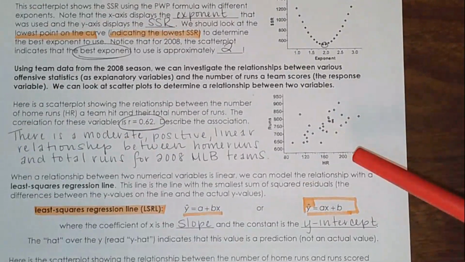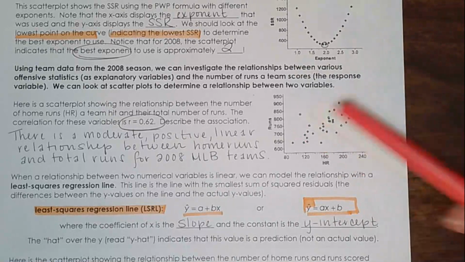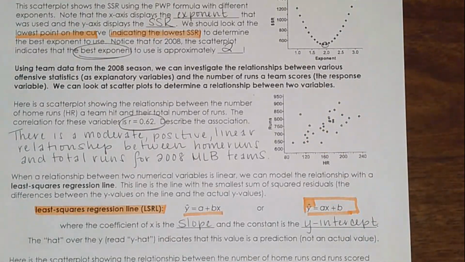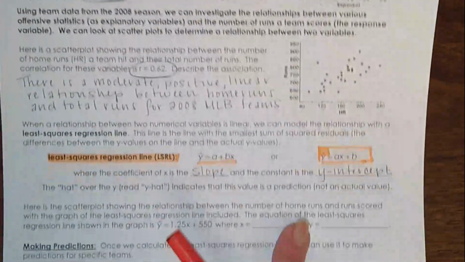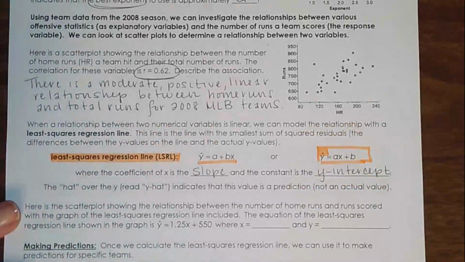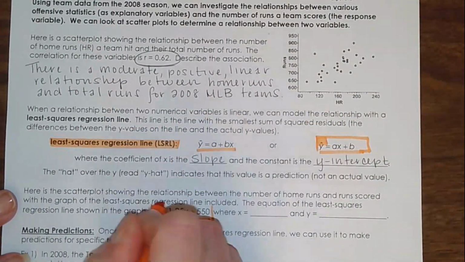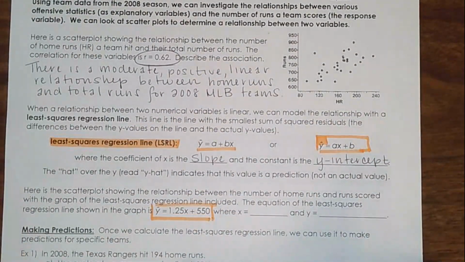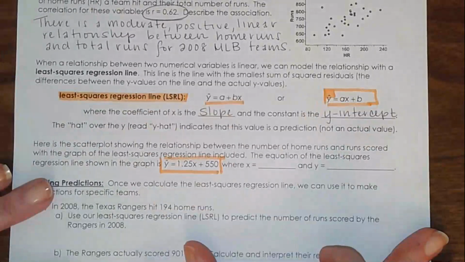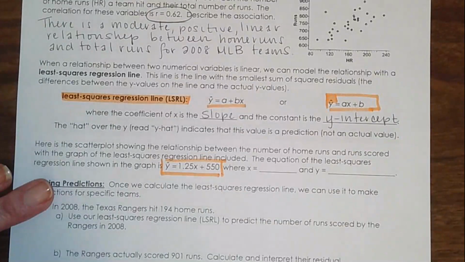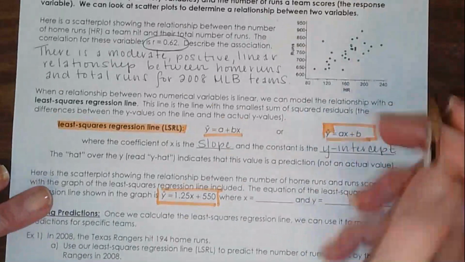So we're going to use the scatter plot above that shows the relationship between home runs and runs scored for 2008 Major League Baseball teams. It says the equation of the least squares regression line is y hat equals 1.25x plus 550, where x is my home runs.